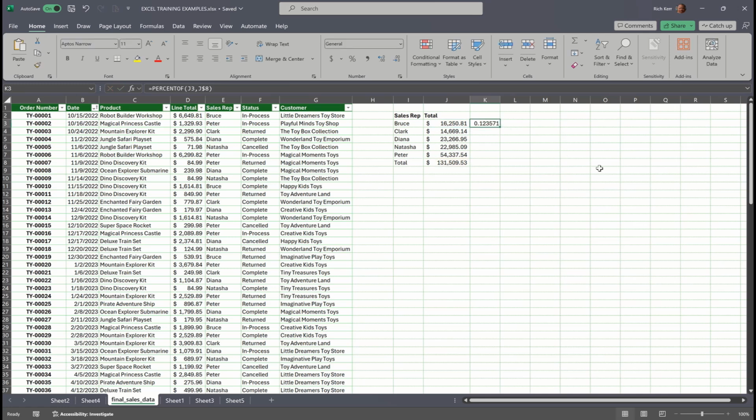So there's our same value, right? 12.35. I'll format it as a percentage, maybe add one decimal place. And then I'll double click to fill it down. So we've got the percent of each, or what each rep has of the grand total. That's it. That's the percent of.